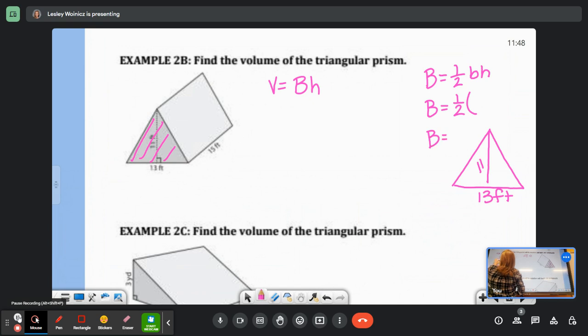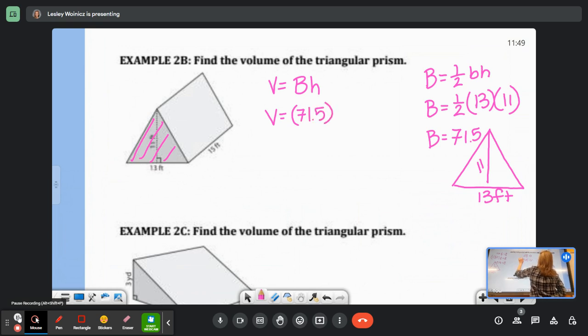Okay, you said 71.5. 13 times 11. Okay, now that we've got our area base, we can plug that into our volume formula. So volume equals our 71.5 times the height of our prism, which is, what is that, 15? 786.5, and that would be cubic feet.